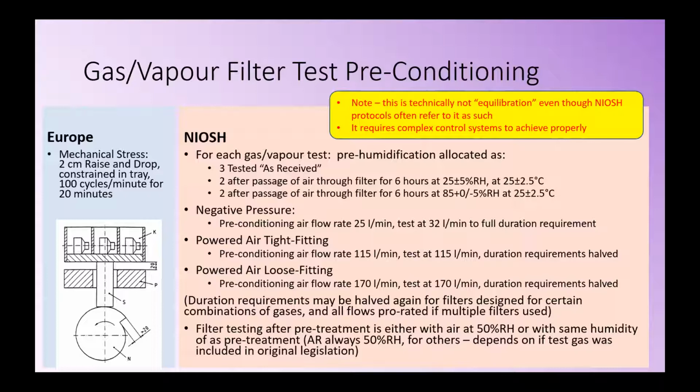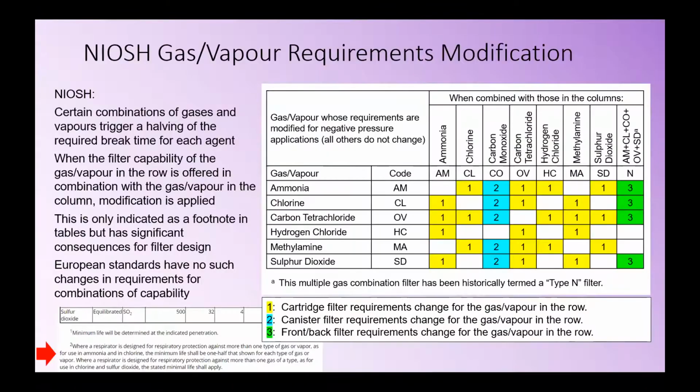Okay, so given all of that complexity, there's one more twist, and this is that certain combinations of gas vapor filters with NIOSH then trigger a change in the required service life. I'm emphasizing this here because it does actually have significant implications when it comes to designing filters, particularly powered air filters. And in the documents, it actually appears as a footnote in a table, almost hidden away at the bottom of a couple of tables.